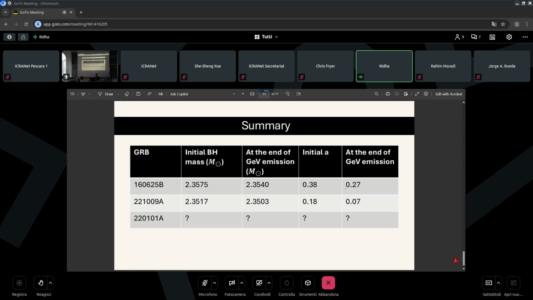I'm still trying to do this for the case of 220101A. The issue is that it's not well sampled in time. There's not enough data points for me to do a really good power law fit. So I'm still, sorry. One second.